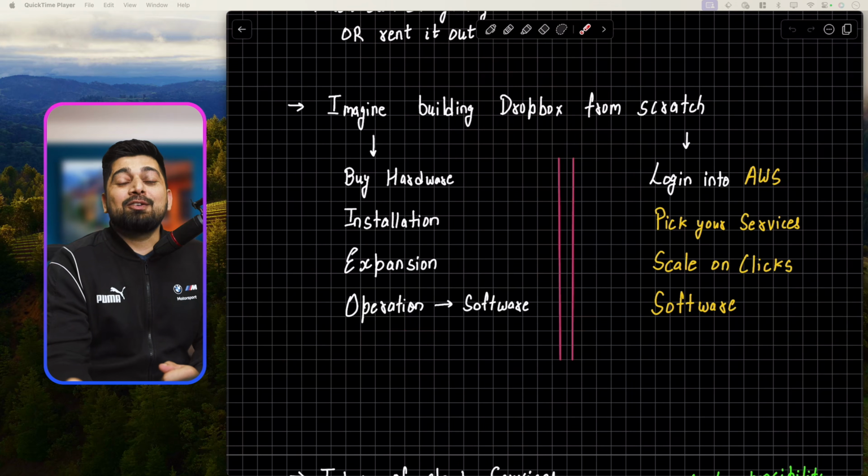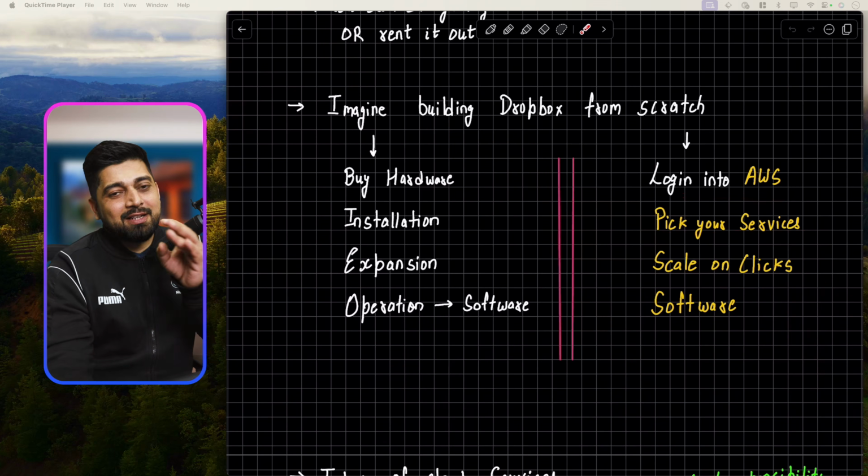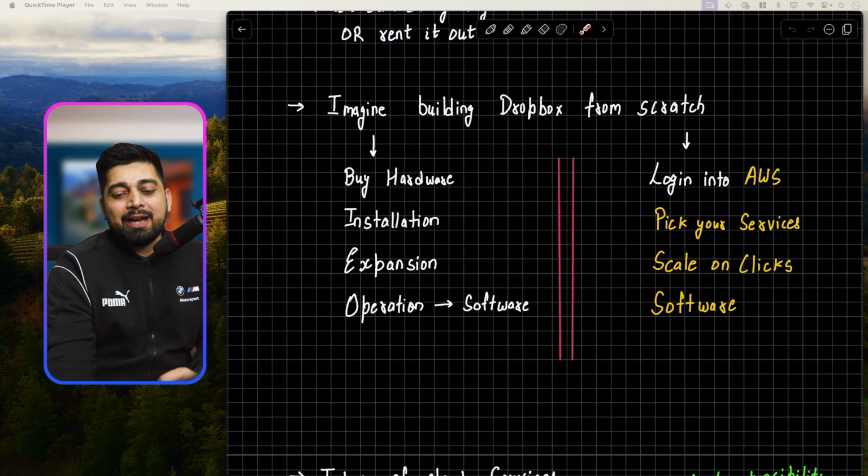While on the other hand, if you want to build something like a Dropbox, maybe a smaller service for your own friends and some things like that, you can just log in to AWS and they will offer you that, hey, this is what we cost. This is our base initial price. You just pick your services. I want this service, I want that service, I need upload service, I need processing service. There's a whole lot of services available. And you scale on the click.